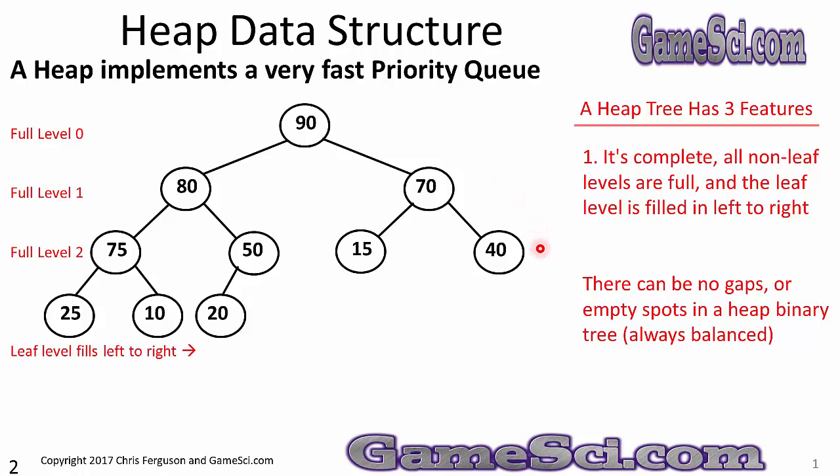Here is a full level 2. 2 to the second power is 4. At most, there could be 4 items on this level, and this level is full. That's what I mean by a complete binary tree.